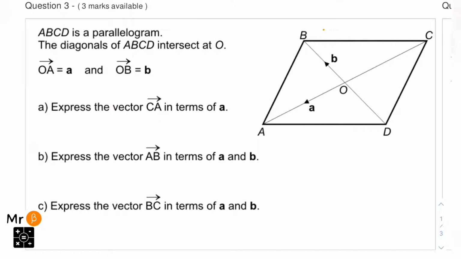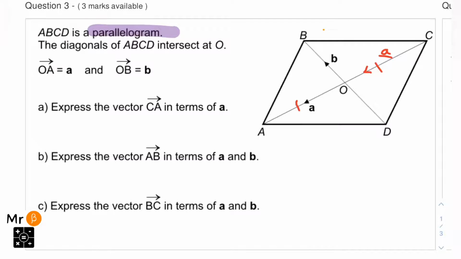So, looking at question 3, the key point to remember here is because we've got this parallelogram, that our diagonals are equal in length, so AO is equal to OC, and they are a straight line, so have the same gradient, therefore the vector is identical. So because AO is equal to this vector A, we now know that CO is also equal to this vector A.